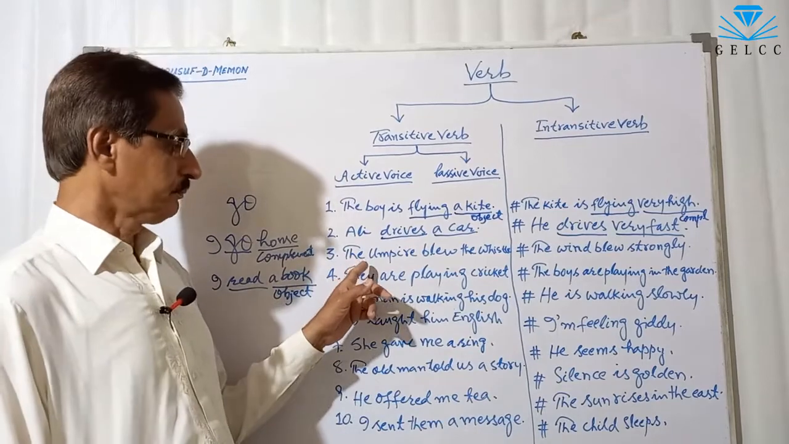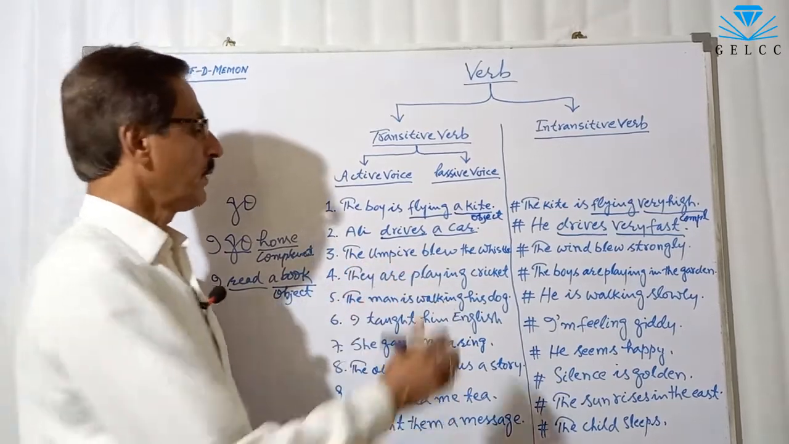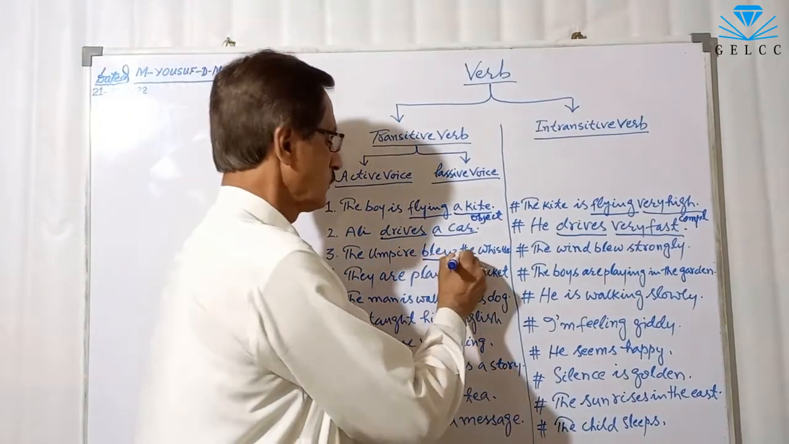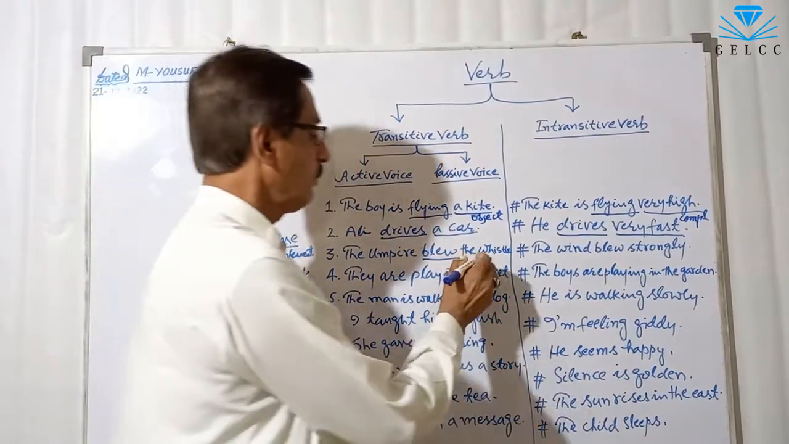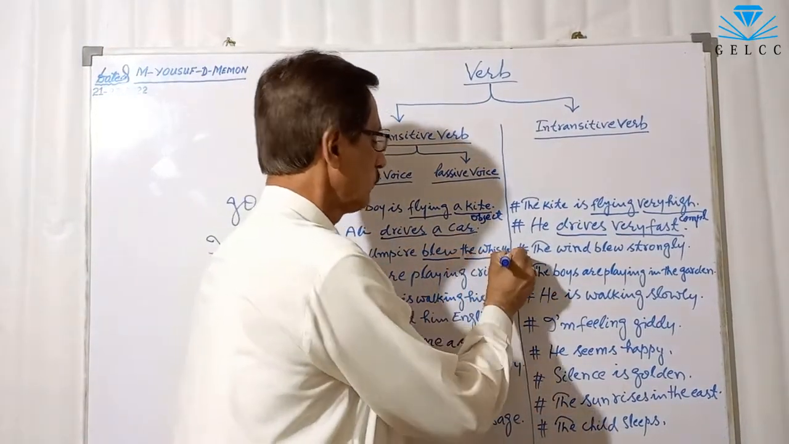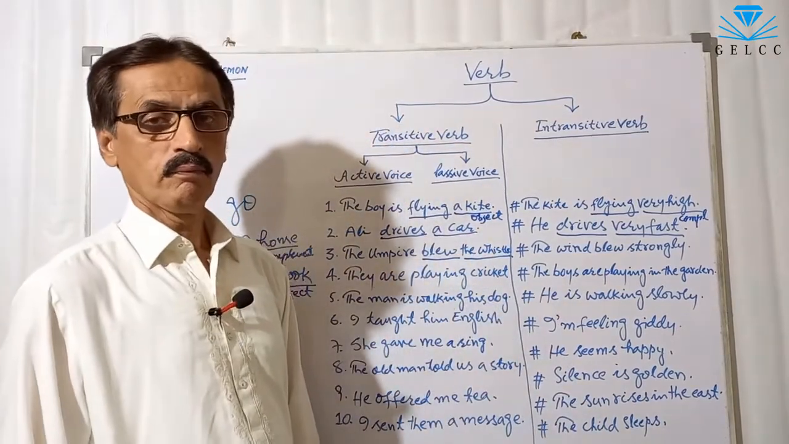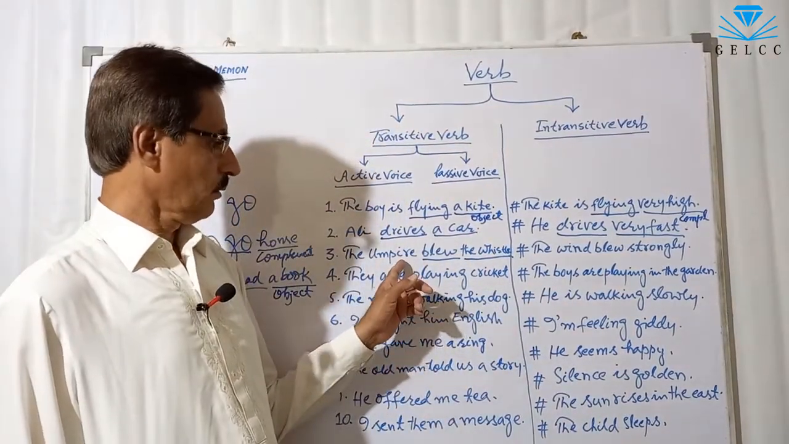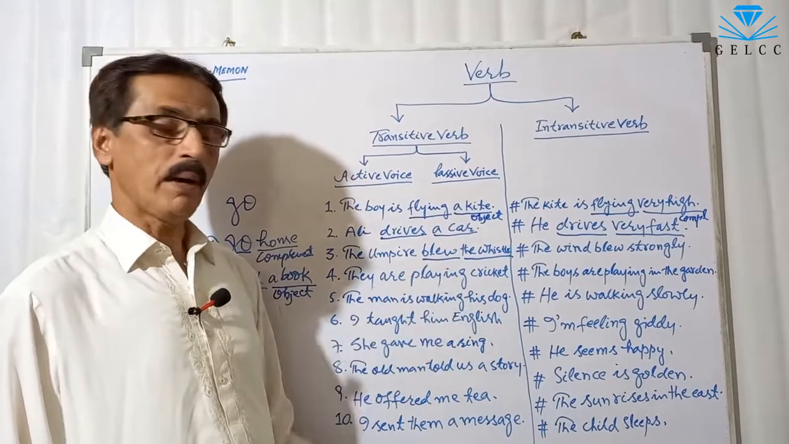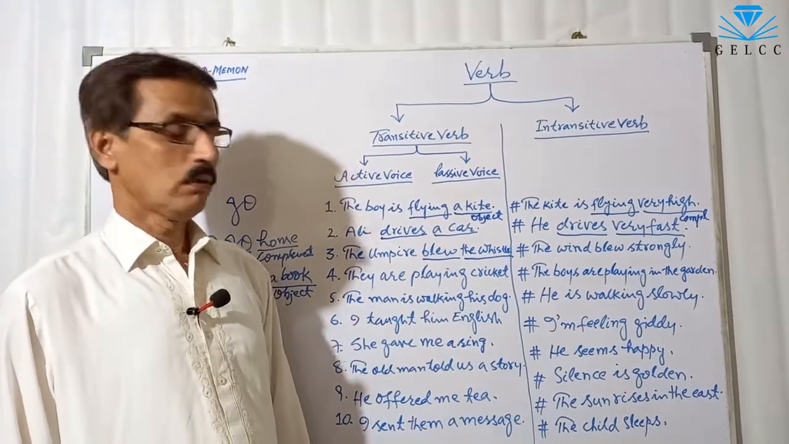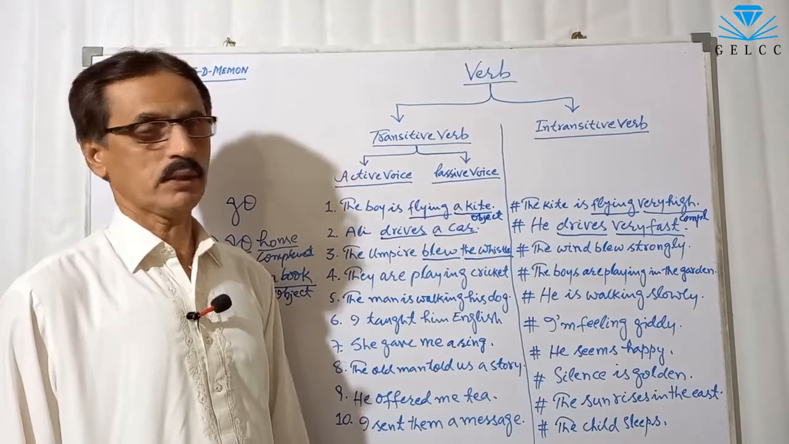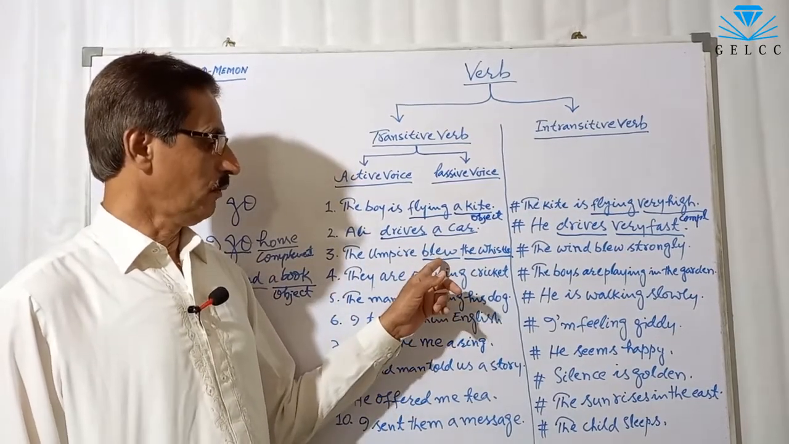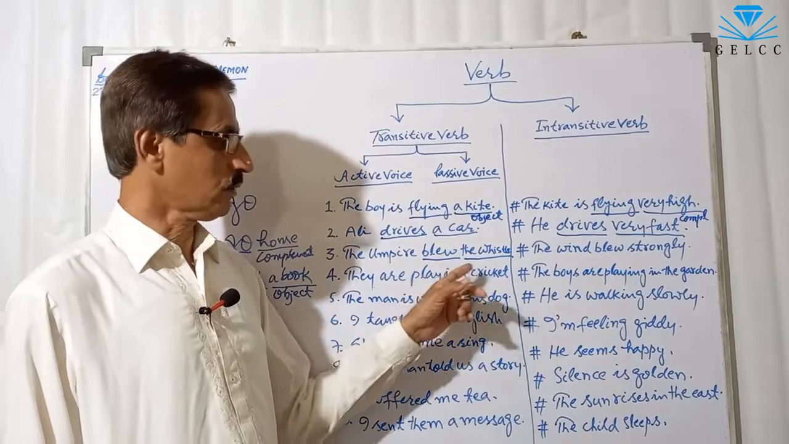Now number 3. The umpire blew the whistle. Blew is verb. What did the umpire blow? He blew whistle. The whistle is object. So the verb blew is transitive.